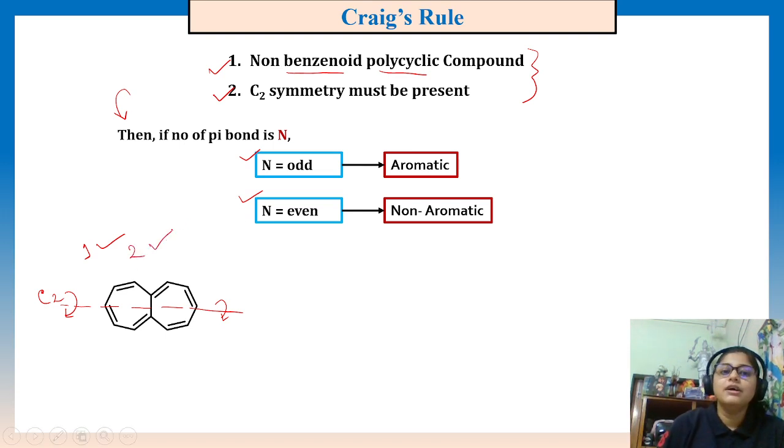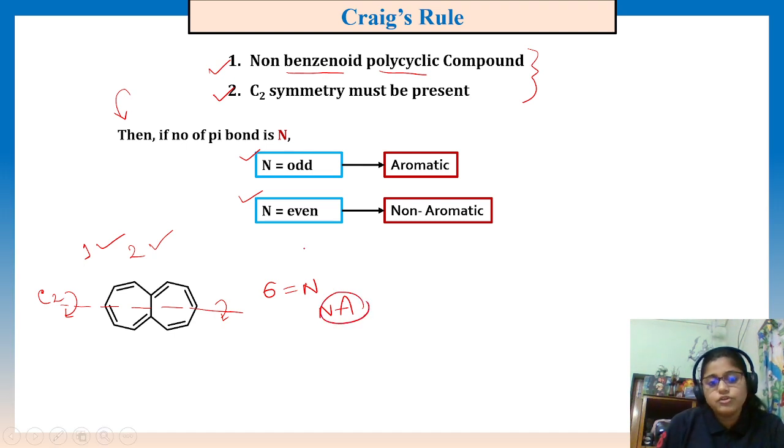Now let's count the pi bonds. We are coming to this part. 1, 2, 3, 4, 5, 6. n equal to 6. So even, it will be non-aromatic.